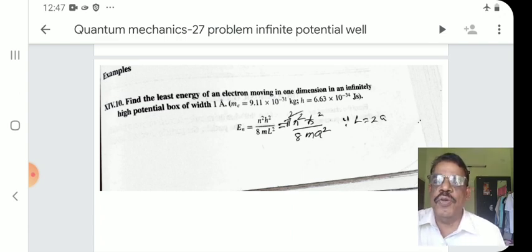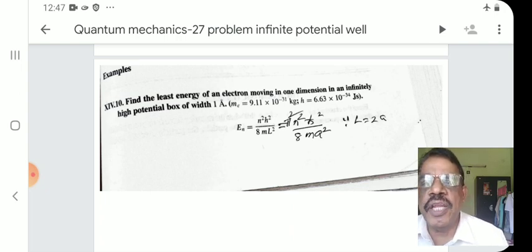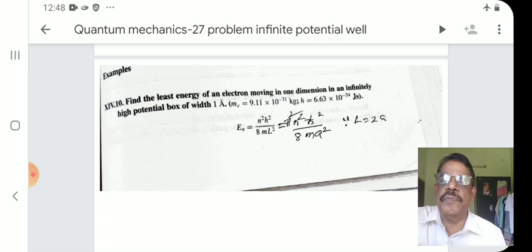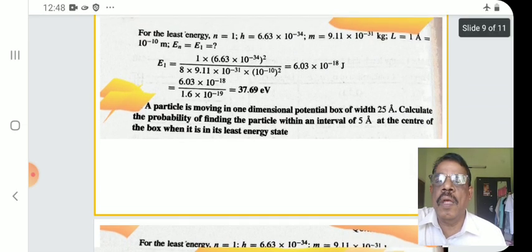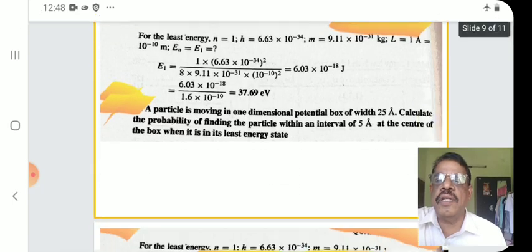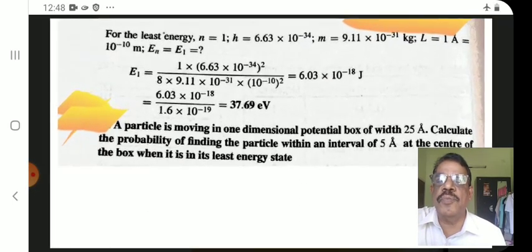The first formula you can use, as we have seen here, or the second formula you can use. When we use the second formula, in the place of small a, you have to write 1 by 2 angstrom, converted into meter. You can do it as homework. And so the ground state energy in a 1 angstrom box is 37.7 eV.